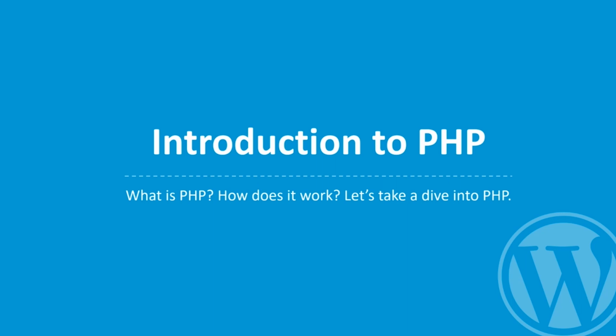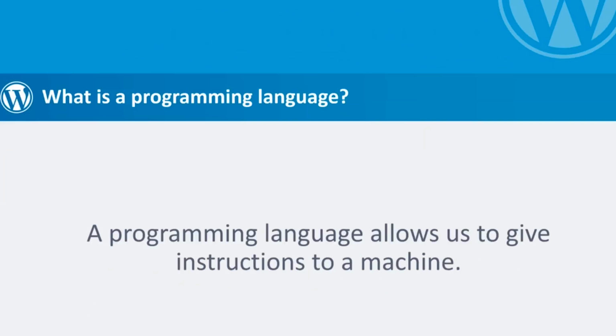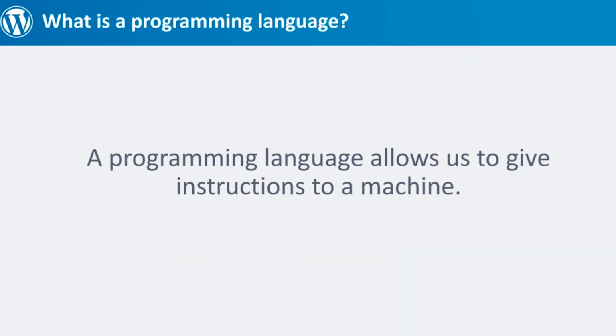So, what is PHP? It's a programming language that runs on servers to process web pages. Let's dive deeper into this definition. First and foremost, PHP is a programming language. A programming language allows us to give instructions to a machine. We can tell a machine to register a new user, upload a file, or process a purchase.